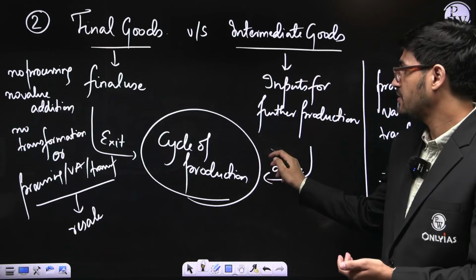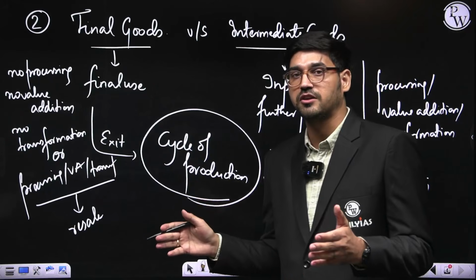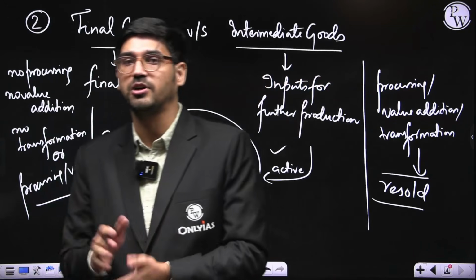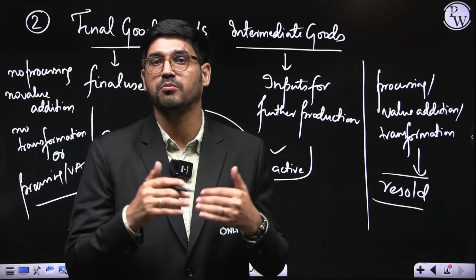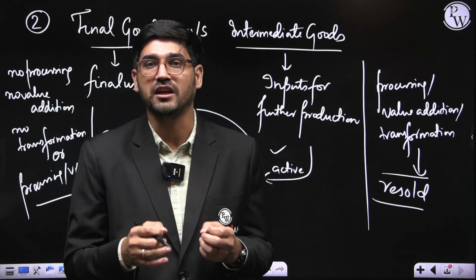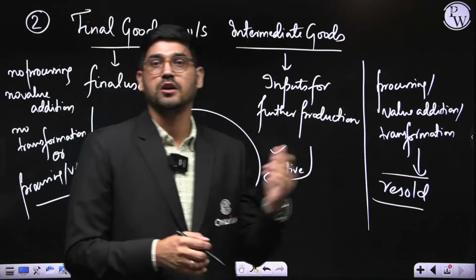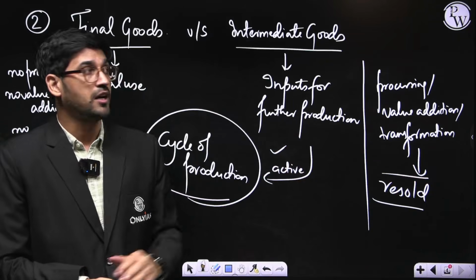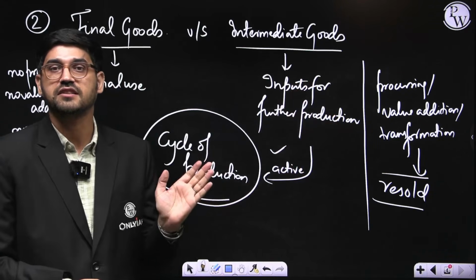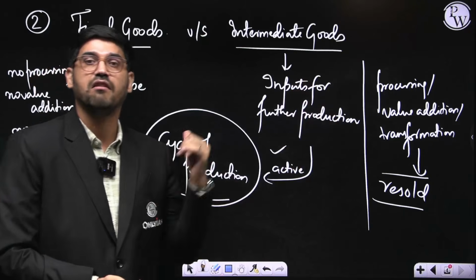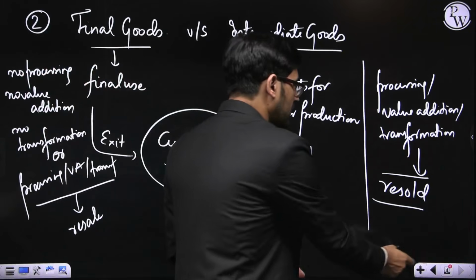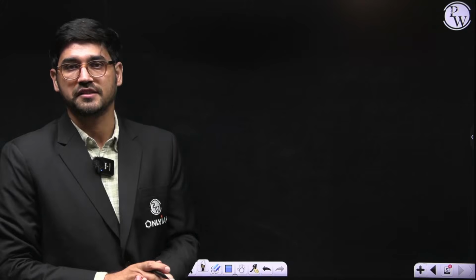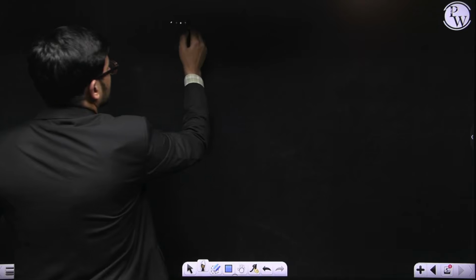That is what is meant by being active in the cycle of production, which means it has not exited the cycle of production. There is still some more production, some more value addition, some more processing, some more transformation remaining with the intent of these goods to be resold in the market. Intermediate goods will serve as inputs for further production, while final goods are those goods which are meant for final use. Now understand this with a simple example.